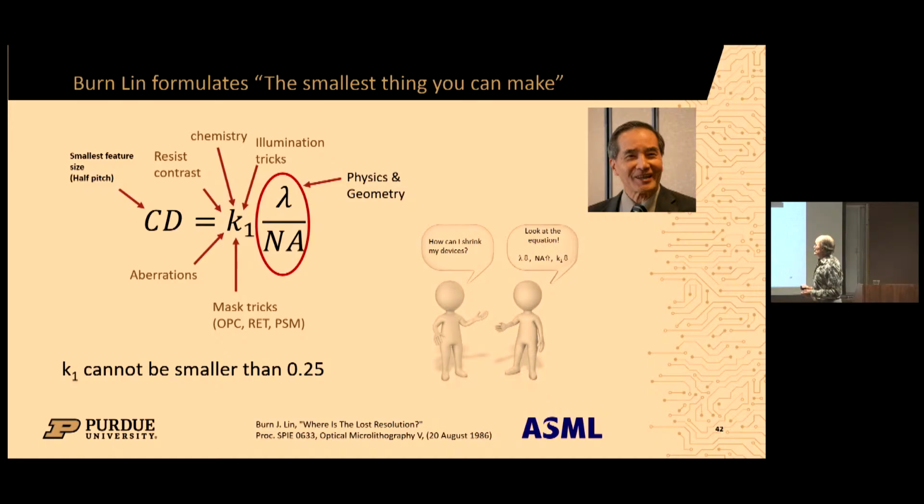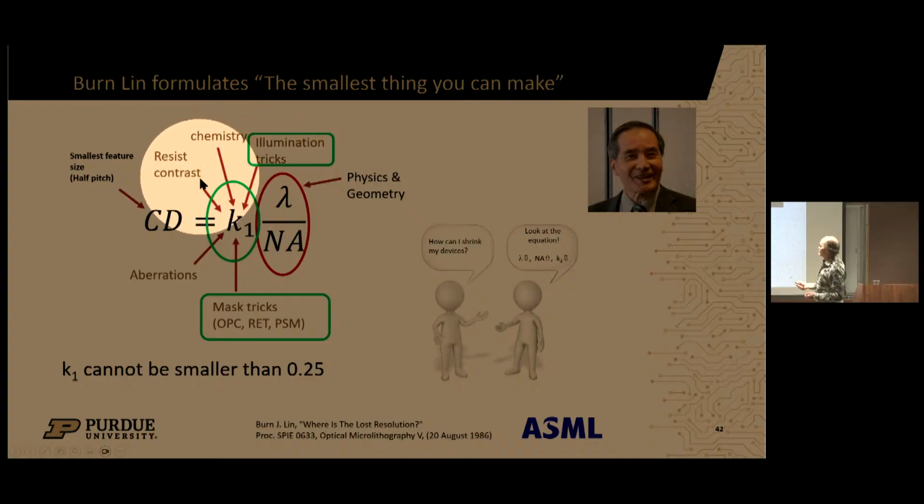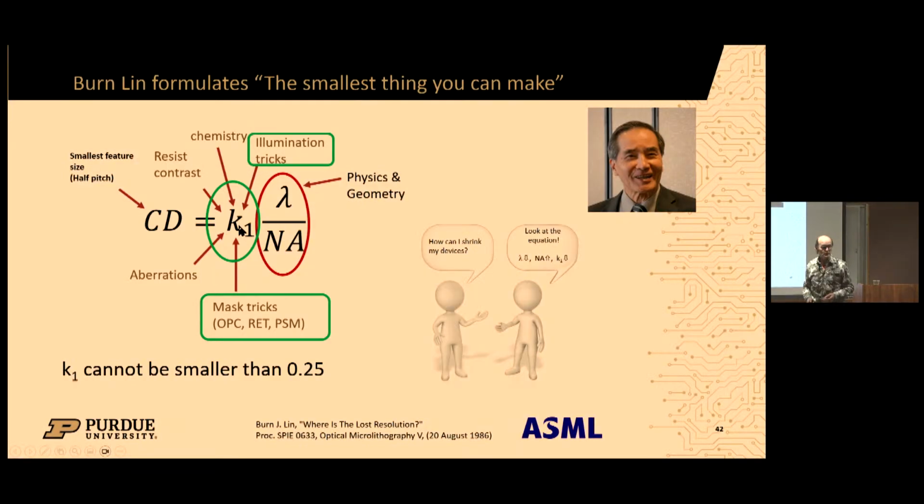Berlin from TSMC said, hey, lambda and NA, that's physics and that's geometry of your lenses, but that K1, that's all kind of illumination tricks, chemistry, resist contrast, aberrations, and mask tricks. And the minimum value that you can accomplish is 0.25. So I'm going to talk about what can we all do to reduce that K1.